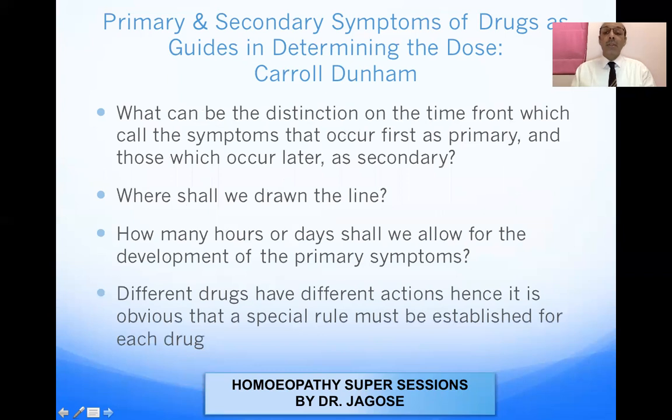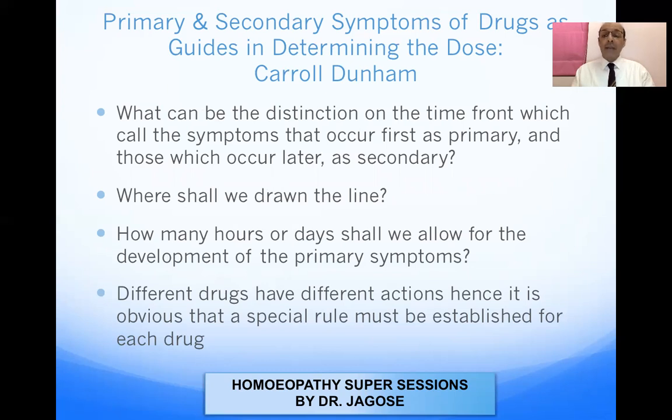What can be the distinction on the time front which calls the symptom that occurs first primary and those which occur later secondary? Where shall we draw the line? What is the time frame in which, if the symptoms occur, they are known as primary, and after that as secondary? Where is the demarcation line on the time front? How many hours or days shall we allow for the development of primary symptoms?